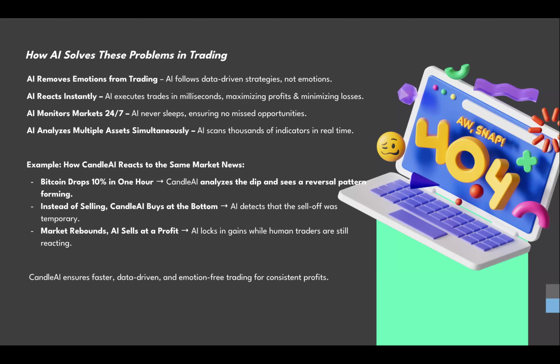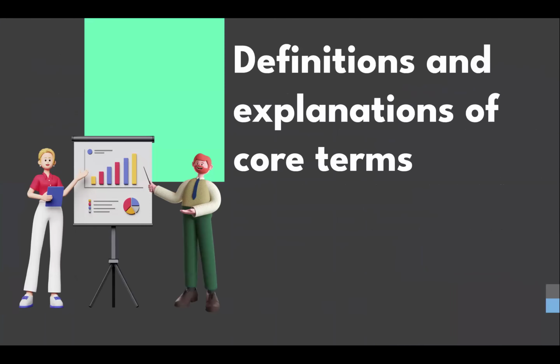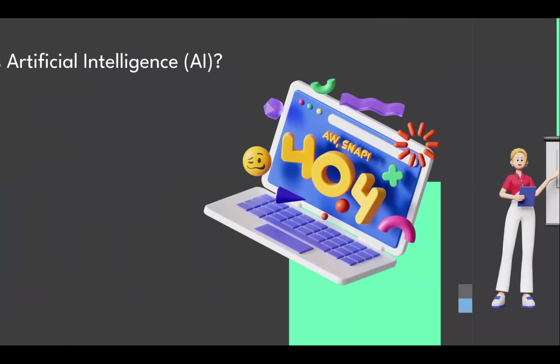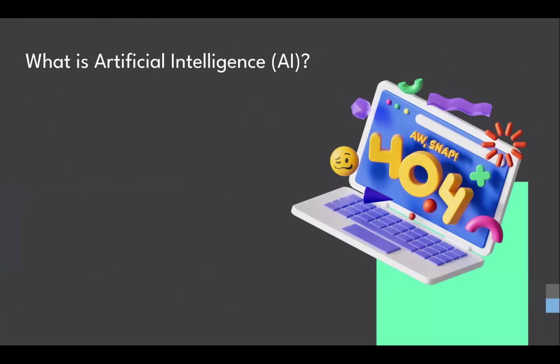So what we're going to do next is look at some of the definitions and explanations of the core terms that are used around AI and trading itself. One of them, in detail now, is: what is artificial intelligence? Artificial intelligence is the ability of machines to process data, learn patterns, and make autonomous decisions without human intervention.